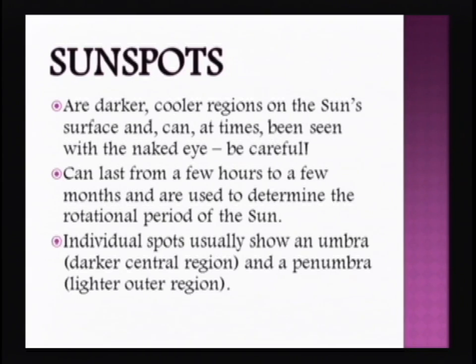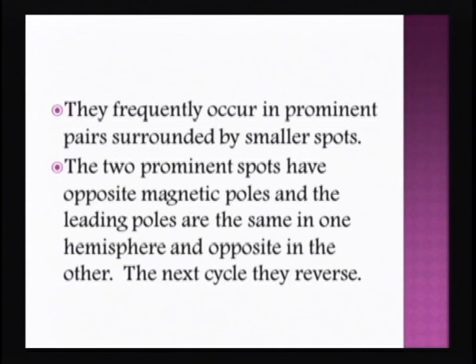Individual spots usually show a darker area, which is called the umbra, and a penumbra, which is a lighter region that surrounds that. And that's true of most shadows, guys. If you really look at them very carefully, you'll see a really dark area, and then you'll see a little bit lighter area. We also know that they frequently occur in prominent pairs. So you may have a big spot surrounded by lots of little spots with another big spot surrounded by lots of little spots in very close proximity to each other.